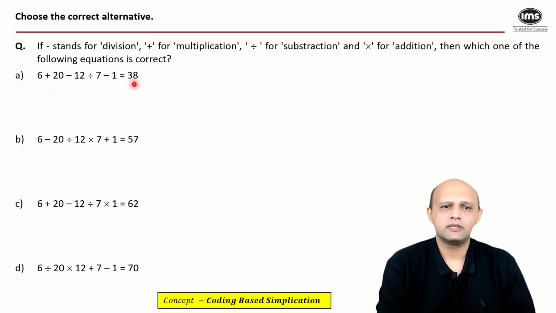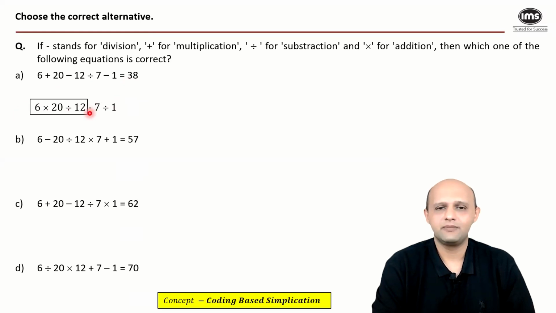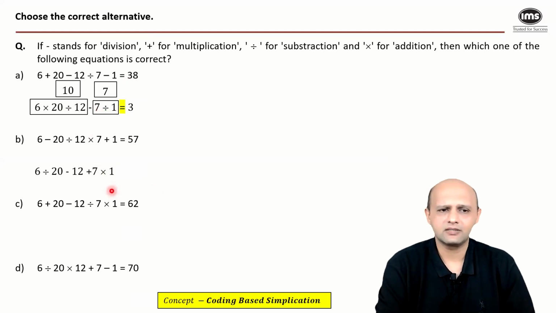Okay. So in the very first one, if you look at this, substitute the required symbols. How would it turn out to be? This would be 6 into 20 times 12, which is divided by 12, which is going to be 10, minus 7, which would be 3. Okay, so is the first one equal to 38? No. Next, you just have to go on performing this BODMAS process, and I think you will get the answer.